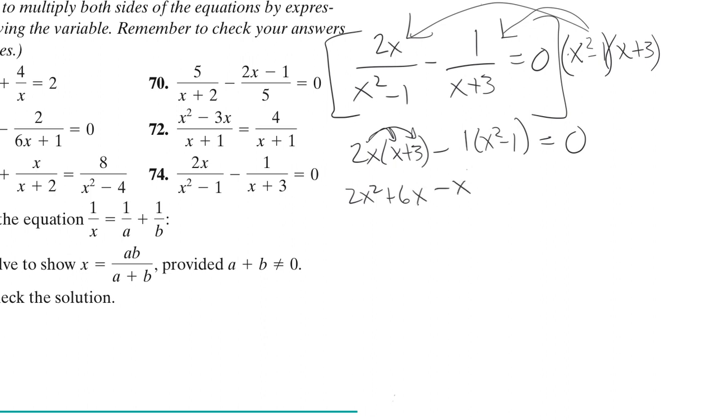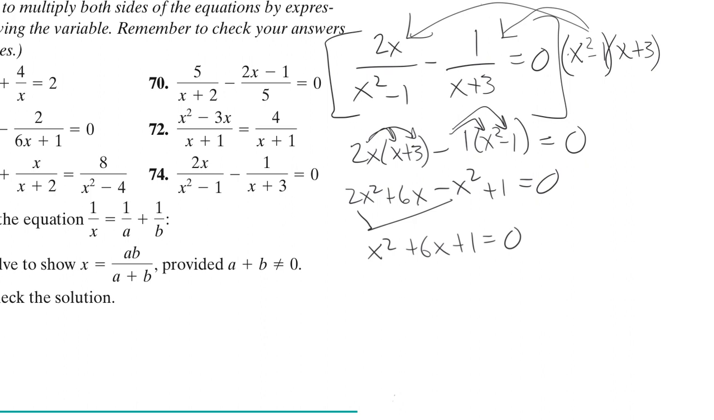Minus x squared, plus 1, because if you distribute to each of these, negative times negative is positive. Anything I can clean up? Yeah, this is 2x squared minus x squared, which is just x squared, and then 6... oh, no, you can't do that. Plus 6x plus 1 equals 0. Whoa.